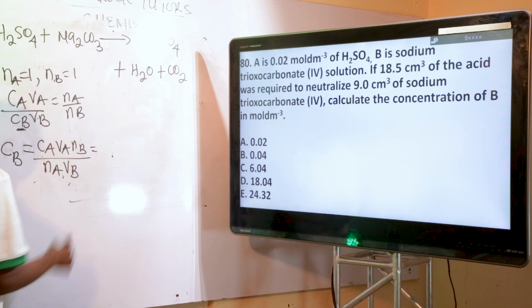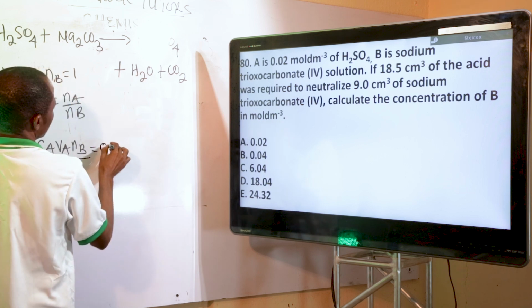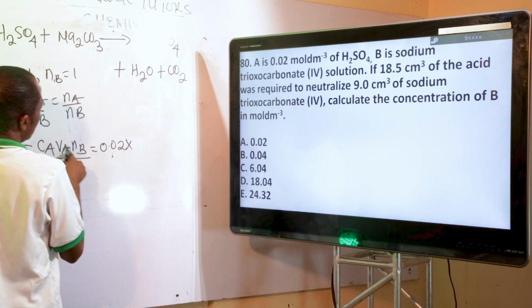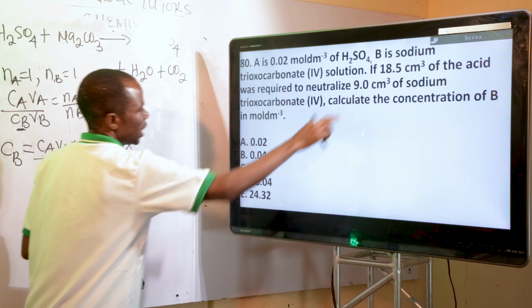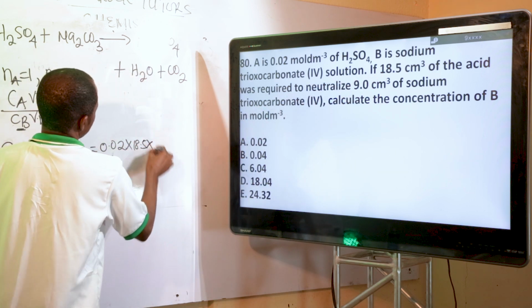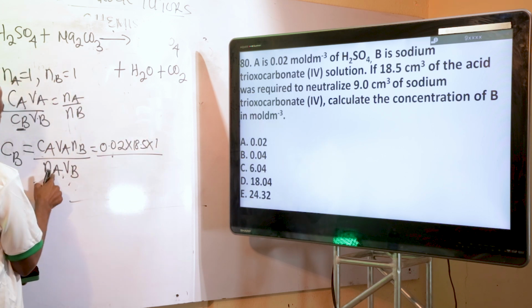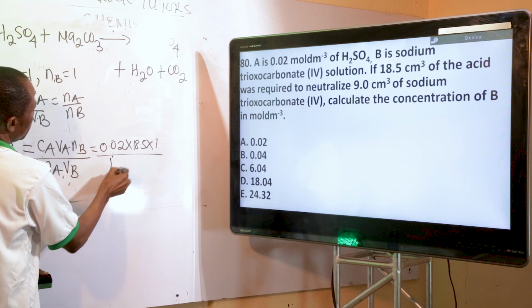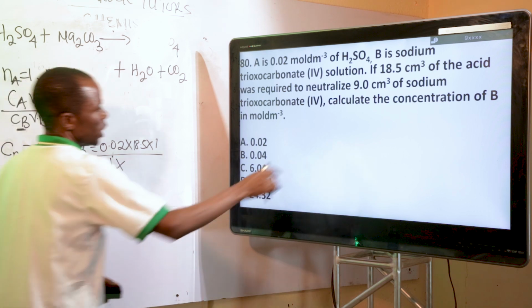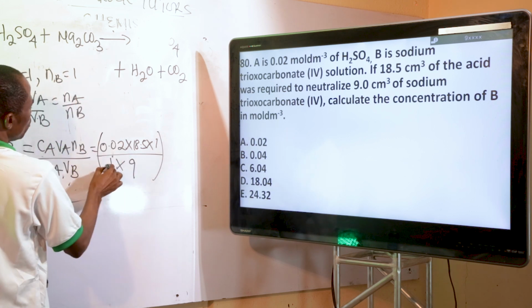over NaVb, which is equal to Ca, that's the concentration of the acid, 0.02, times Va, that's the volume of the acid, 18.5, times Nb, that's 1, all over Na, that's also 1, times the volume of the base, we are told, is 9 cm cubed. So this is what we need to calculate now.